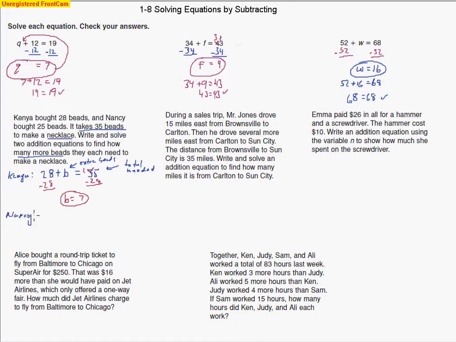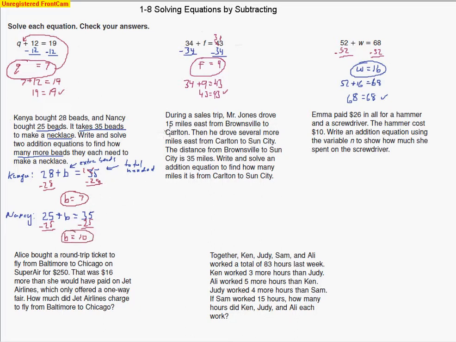Nancy has how many beads to start with? Well, she only has 25 beads, so we start with 25. She needs more beads than 25 because it takes 35 to make the necklace. So we're going to do 25 plus b, and then this will equal the total of 35. From that point, we subtract that 25 from all sides. When I take away the 25, I end up with b equals 10. So 10 beads is what she needed.